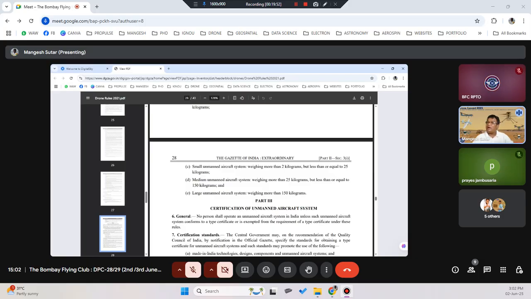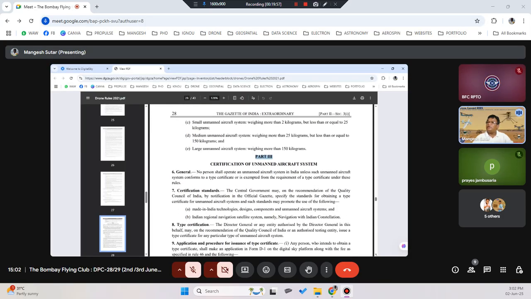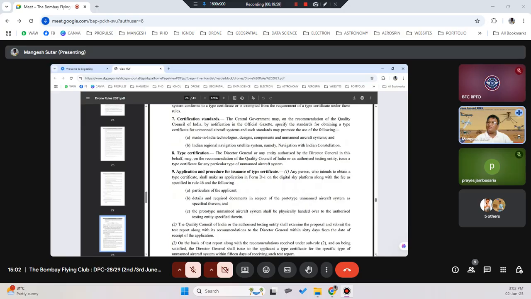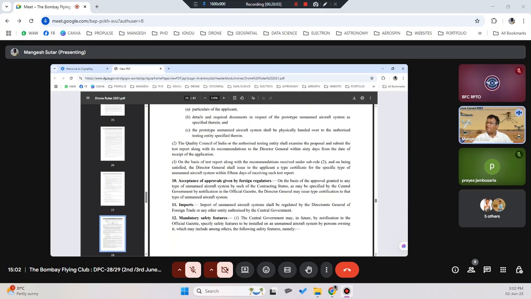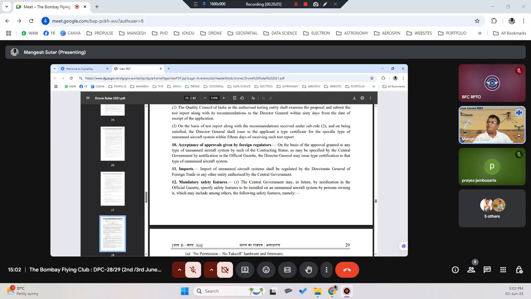Then part number 3 is certification, that is type certification. It talks about which form to use and how to apply, all the things we have seen in the slides. These were all converted into slides for easier understanding, but you can read these documents for more details.